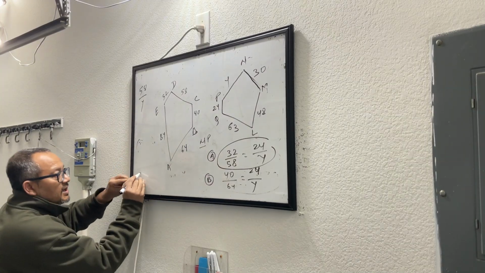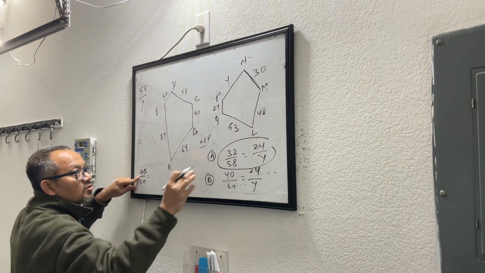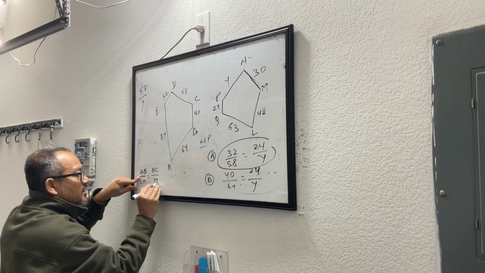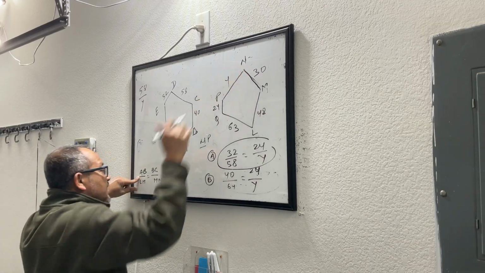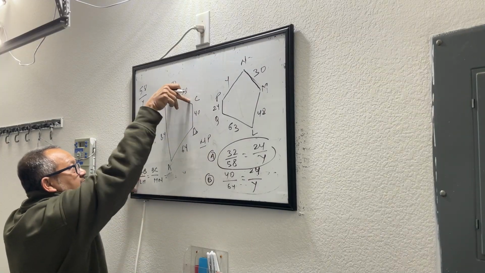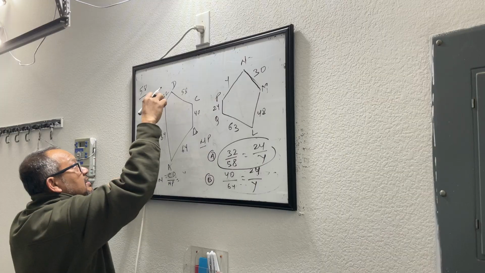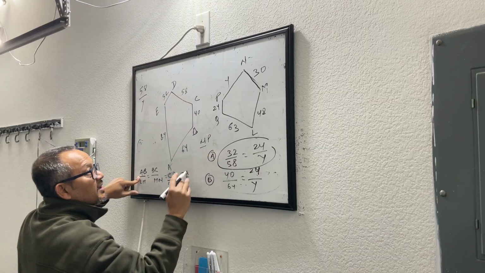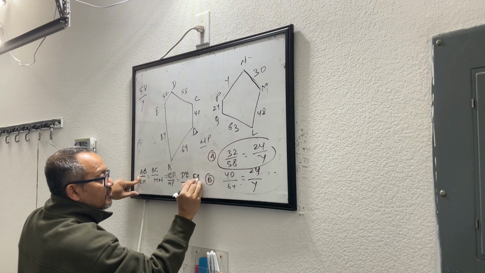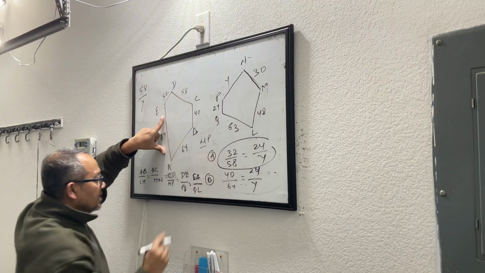So you will say AB by LM, the first side, equal to BC by MN, is equal to the third side, CD by NP, equal to DE by PQ, equal to EA by QL.